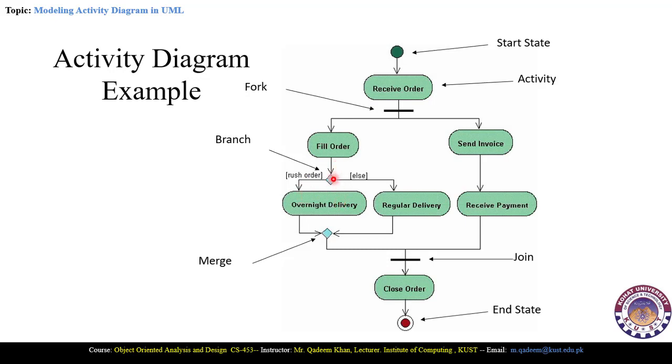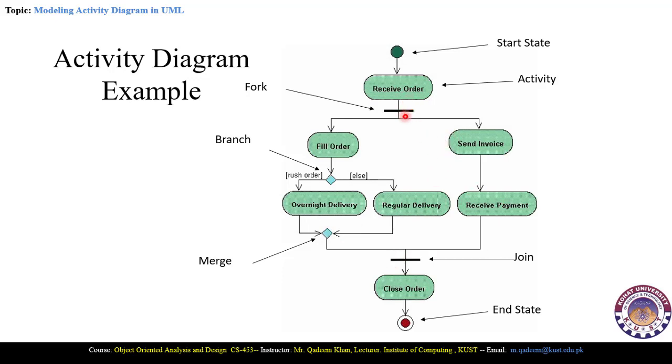And if it is not a rush order, meaning an urgent order, then the else action will be performed and regular delivery will be performed here. So all these are combined here, I'll merge here, and after merging, the close order will be performed, and here is the join symbol of the activity diagram, which joins these two actions, meaning that these inputs are joined here.